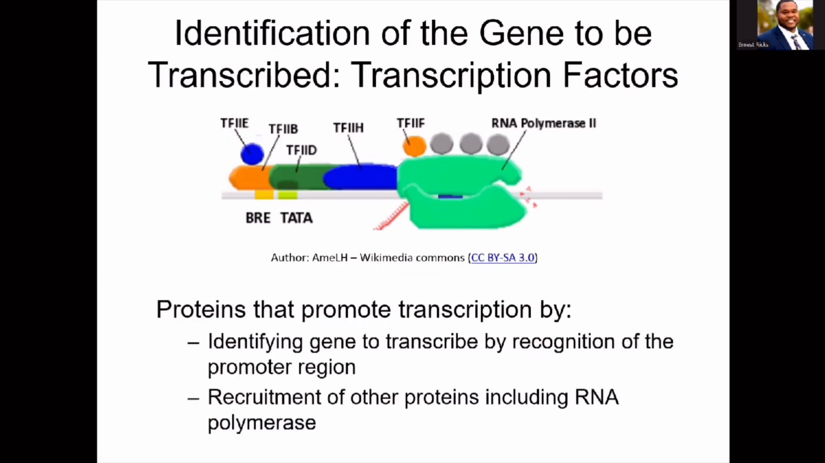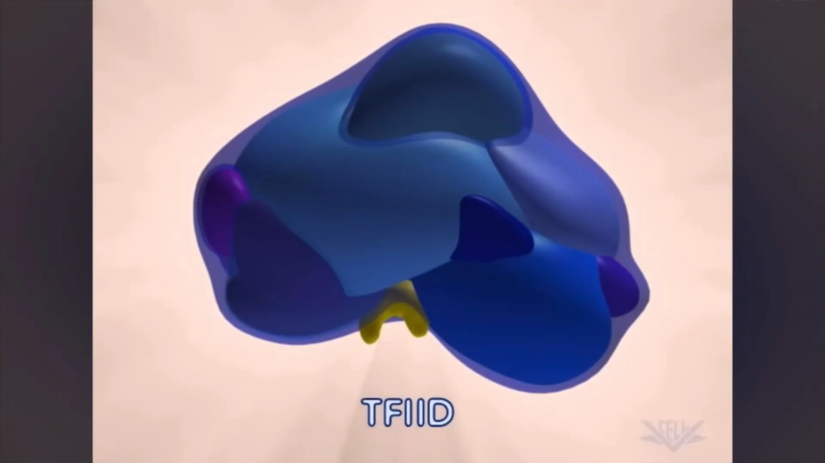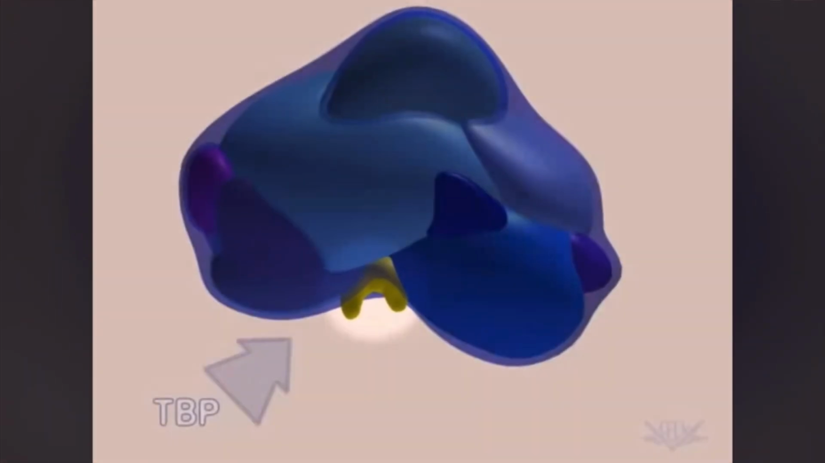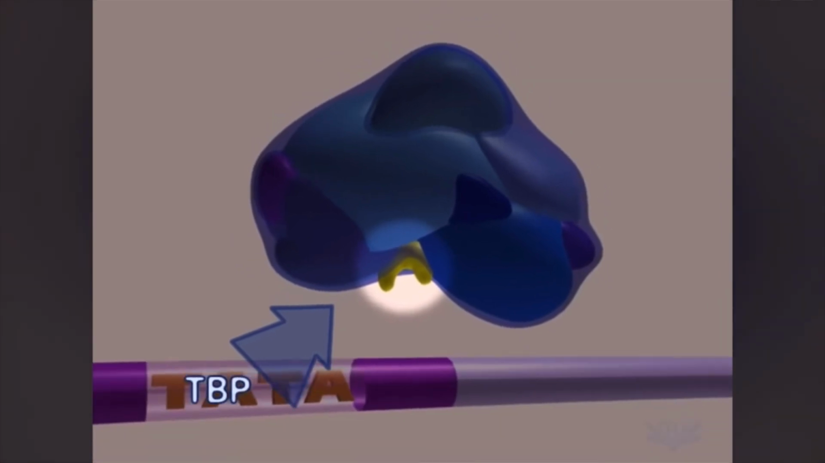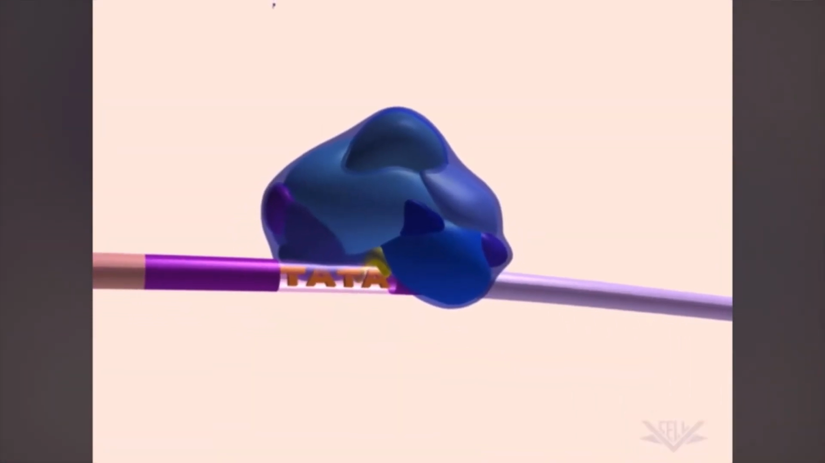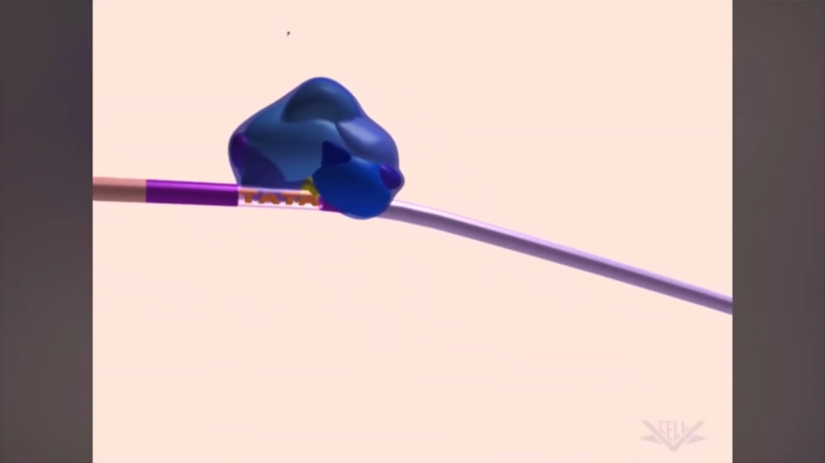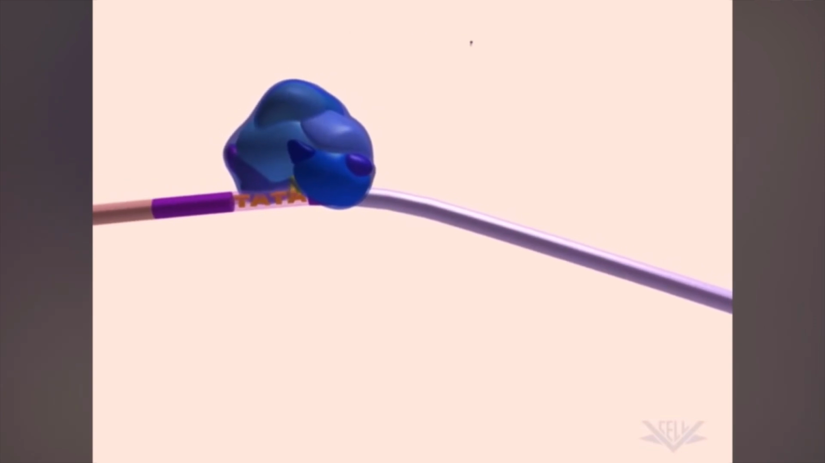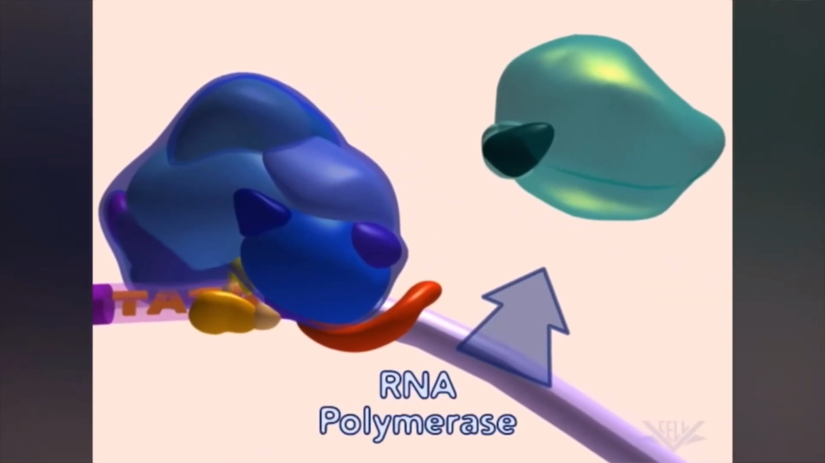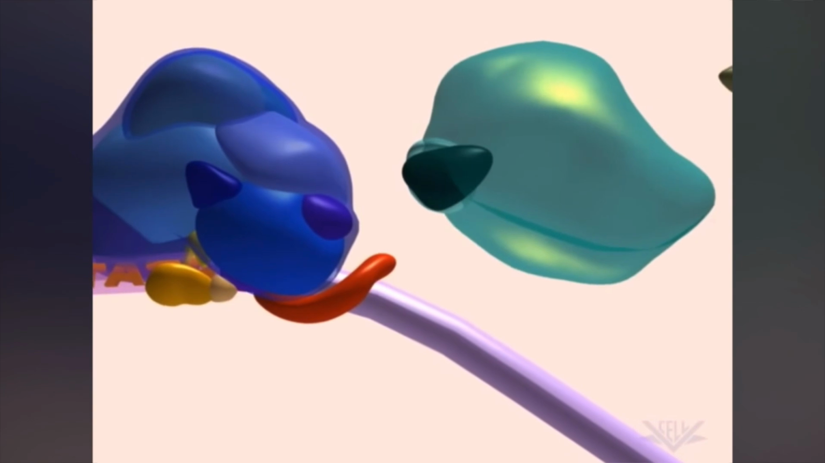What are the transcription factors? How are they involved? Why do we need transcription factors? We'll talk a little bit about that now. These transcription factors all have different functions, and there are several of these that are key that you're going to have to know exactly what they do. Transcription factor D identifies the specific promoter sequences, such as the TATA box, and binds there. Recruitment: once these transcription factors are bound, they recruit RNA polymerase II and other essential proteins.